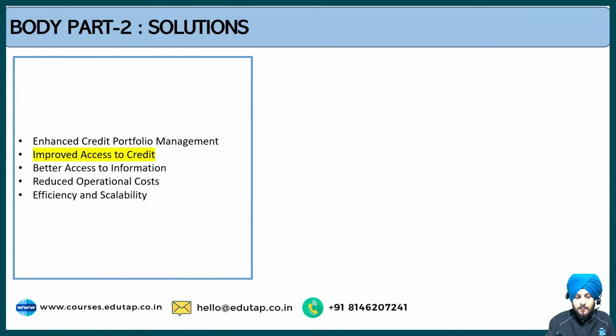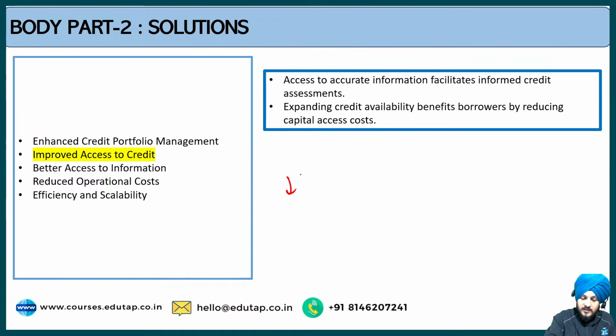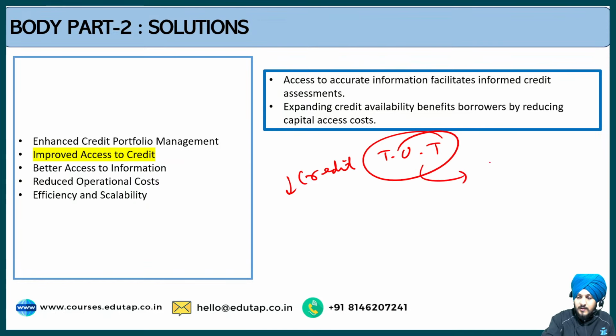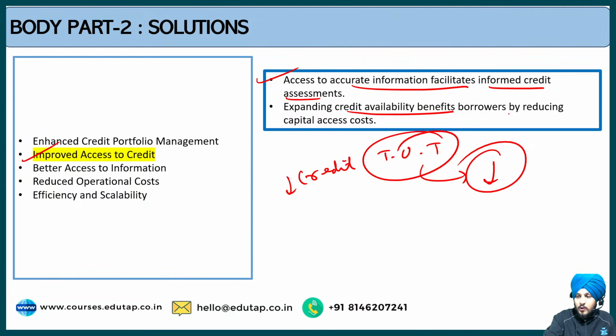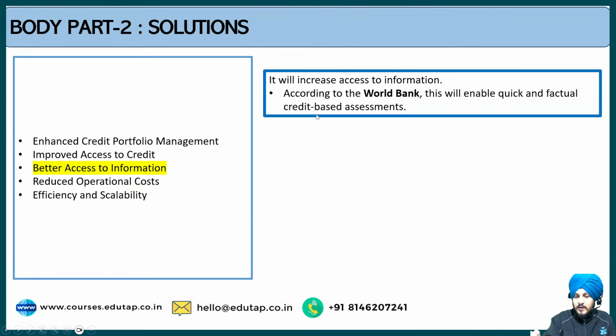The second is regarding the improved access to credit. Of course, if the credit appraisal time, which is the turnaround time, decreases, then it will help in improving the access to credit. The individuals will be able to get easy access to loans, with access to accurate information, informed credit assessments, and expanded credit availability, benefiting borrowers by reducing their capital access cost. The next is the better access to information. It will also increase access to information, which is a statement given by the World Bank. According to the World Bank, this will enable quick and factual credit-based assessment.